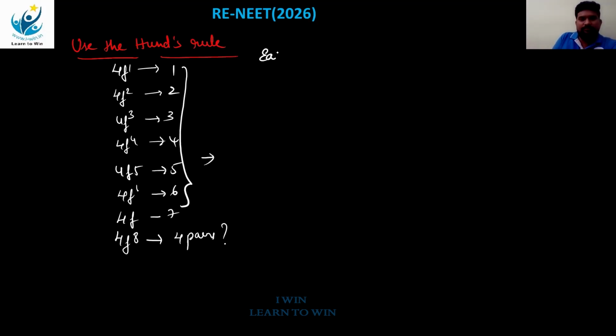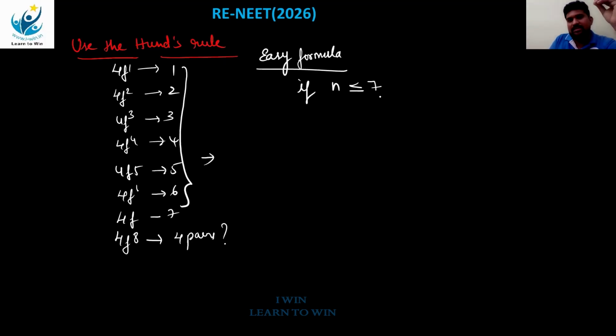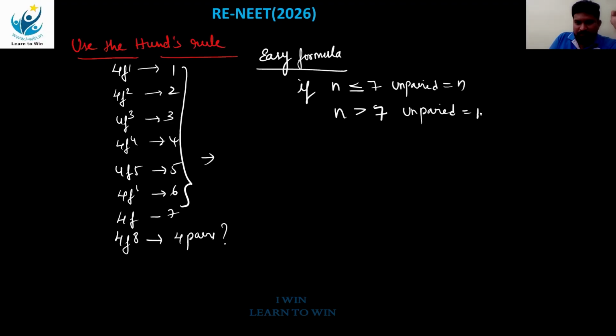Now, easy formula. What is the easy formula here? If the number of electrons n is less than or equal to 7, then the number of unpaired electrons is equal to n, the number of electrons in the 4f orbital. If the number of electrons is greater than 7, then the unpaired electrons are given by the simple formula, 14 minus n. Is that clear, dear student?